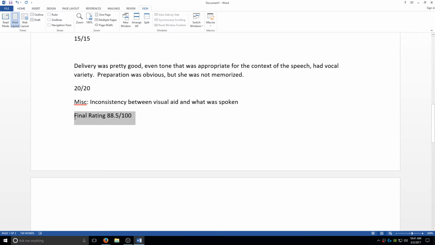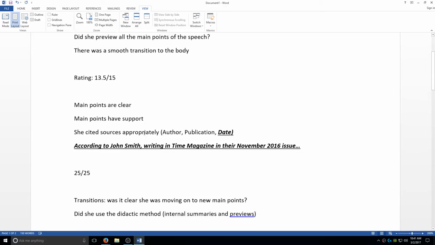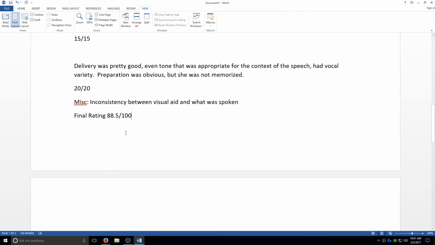I would say her final rating. Of course, I made these calculations based on the previous mistake I made out of the 15, but we only took off about 11 or so points. And now I guess it's 12 or so points. So her final rating would have been a B plus grade out of 100. All right, and the assignment is worth 100 points. So I feel like it was a great speech.